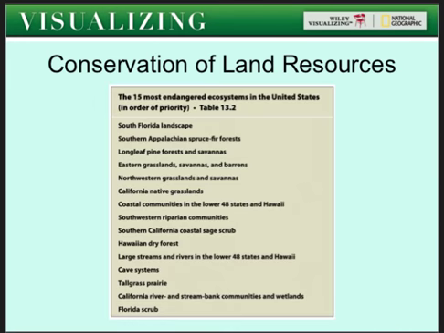And so here we can see the 15 most endangered ecosystems in the U.S. in order of priority. And the top 3 include the South Florida landscape, the Southern Appalachian spruce-fir forests, and the longleaf pine forests and savannas. And you can see the rest in Table 13.2 in your text.